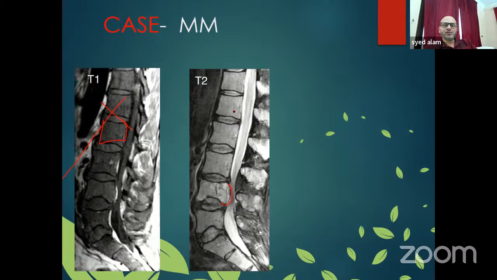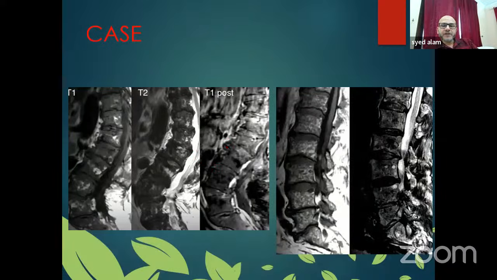And this is basically T2, this is abnormal. So this is multiple myeloma. So what happened whenever we found an abnormal marrow signal with a posterior vertebral margin which is convex, that is malignant. So how to differentiate malignant and benign? Okay, so this is the answer.